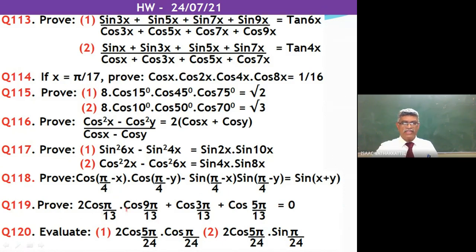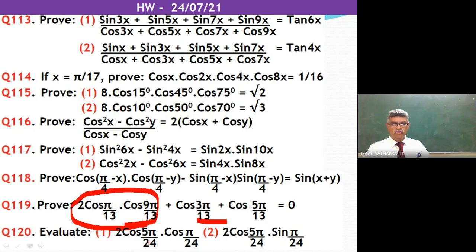Again, 119 is very simple. Only in the first one you apply the formula for 2 cos A cos B. Don't apply it to both, only in one. 2 cos A cos B apply, you get it. Again, 120 you can easily evaluate it.